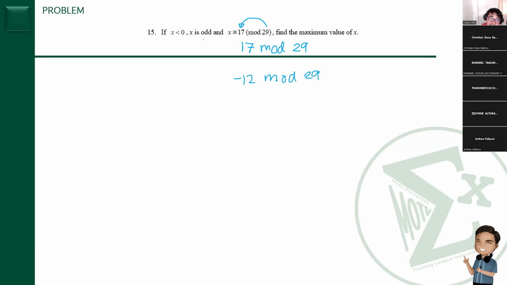It's the largest negative, but it's not odd. So we're going to do it again. Negative 12 minus 29 is negative 41 mod 29. So that should be our maximum negative odd. Negative 41. Final answer. All right. So next up.